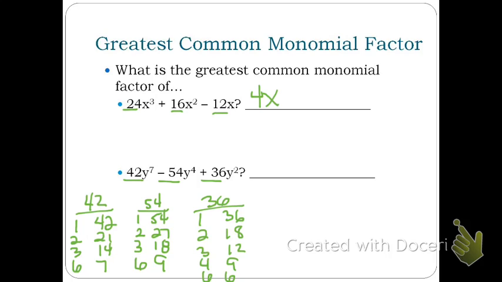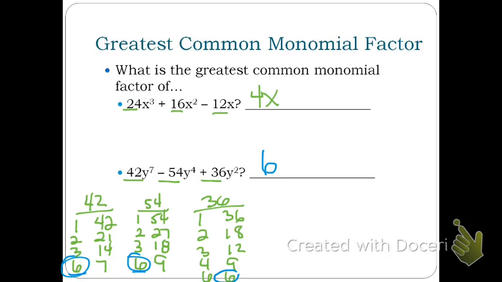Alright, so what I usually do is I'll look at the largest number here, the 42, and start looking down all of its factors. So 42, is there a 42 in any of these? No. How about 21? No. 14? No. 7? No. 6? There's a 6 in my 42, a 6 in my 54, and a 6 in my 36. So the greatest common factor between all three numbers is 6.